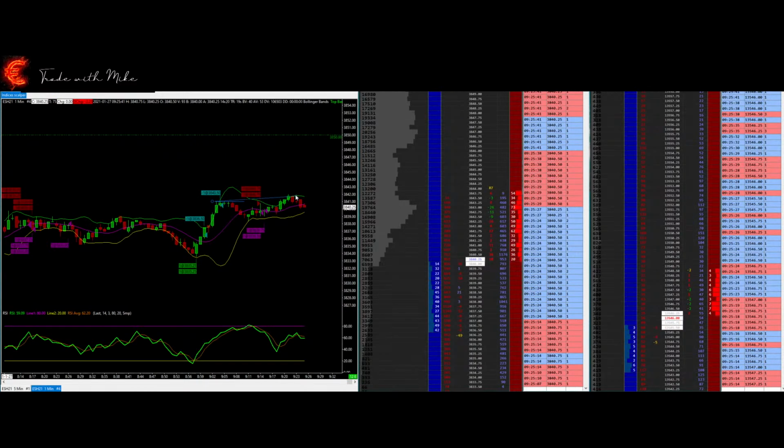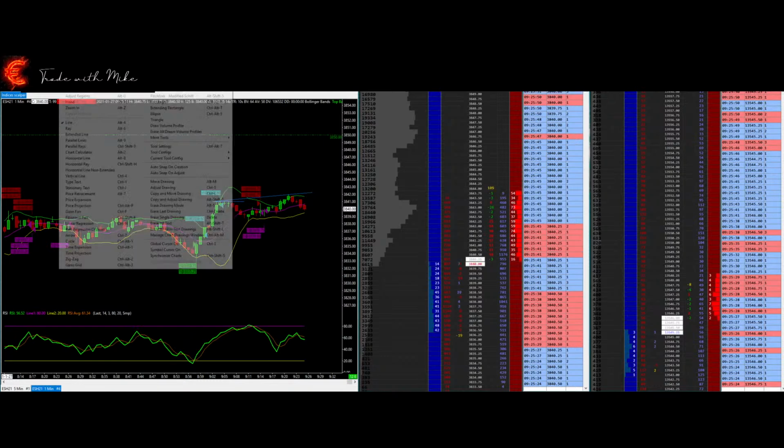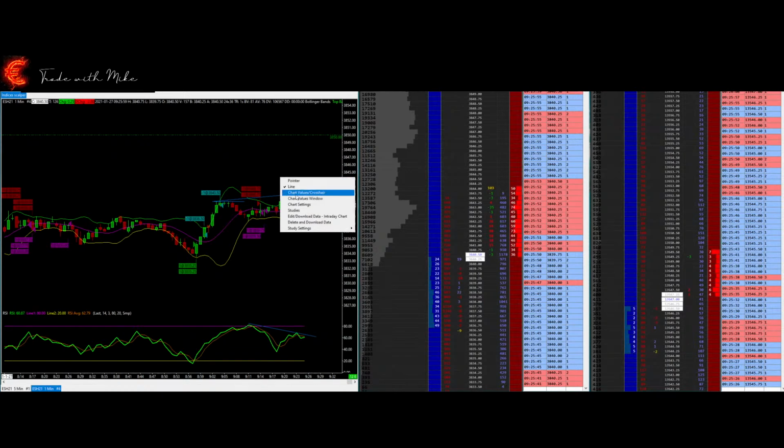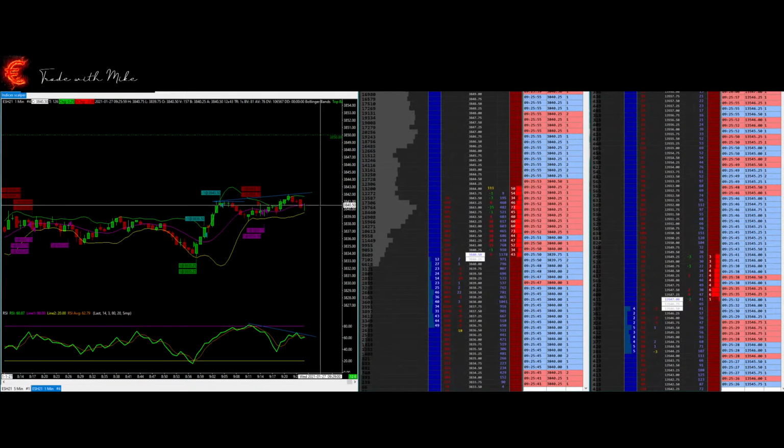Divergence is, if you see here, that's a higher high compared to this one, but here it made a lower high. So we have some kind of divergence, which means that we might go short, right?